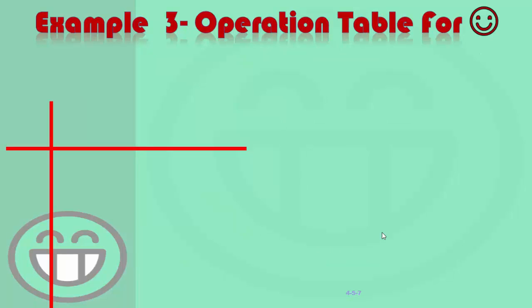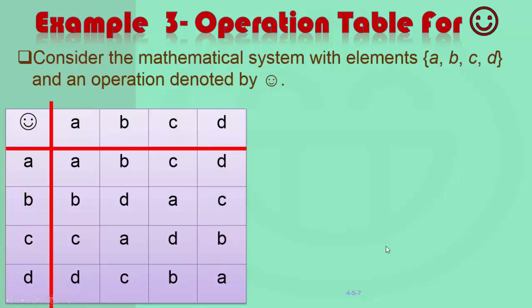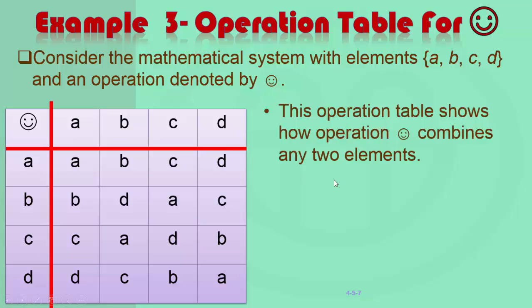Example number 3, operation table for smiley face. So here we have our table for smiley face. We're going to consider the mathematical system with elements A, B, C, and D, and the operation is denoted by smiley face. The squiggly brackets, or curly brackets, mean that these represent the set of elements that are in this table on the sides here. This operation table shows how operation smiley face combines any two elements.